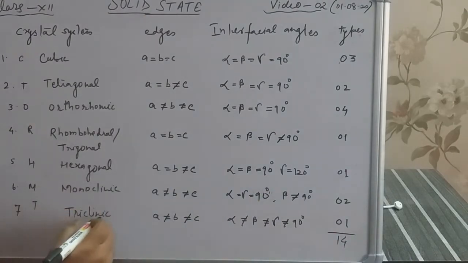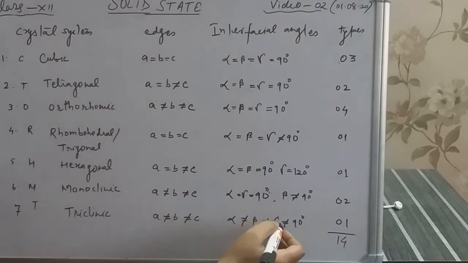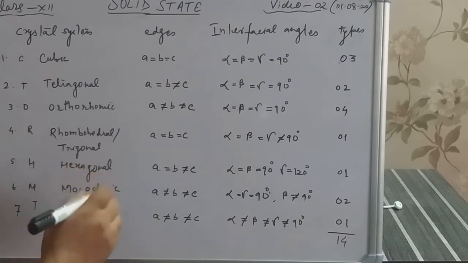And in case of triclinic crystal system, alpha is not equal to beta, beta not equal to gamma, and gamma not equal to 90 degrees. So these are the 7 crystal systems and possible types of unit cell.